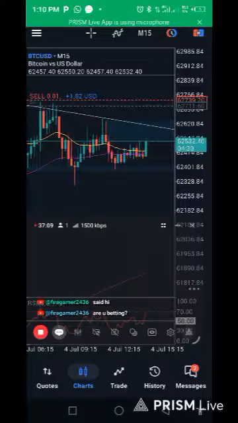If the 20 moving average, which is the gold line, crosses the purple line, which is the 50 moving average, then you know that the downtrend is sure, very sure.